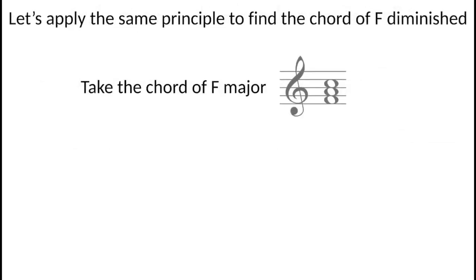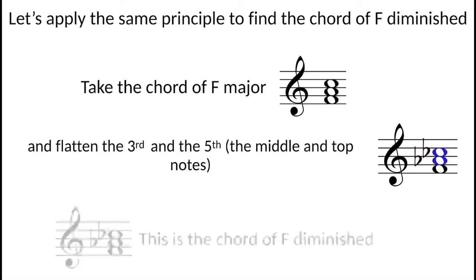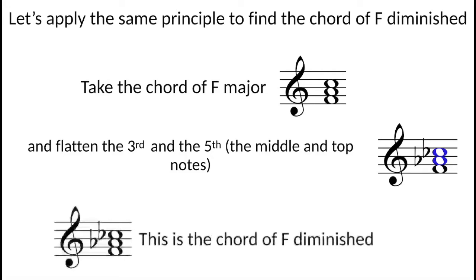So let's have a go at finding the chord of F diminished. So as before, take the major chord. Here's the major chord of F major. F, A and C. We flatten the third and the fifth. So that's the third here, the A flat. And we flatten the fifth as well to make C flat. And that gives us the chord of F diminished. Those 3 notes there make the chord of F diminished.